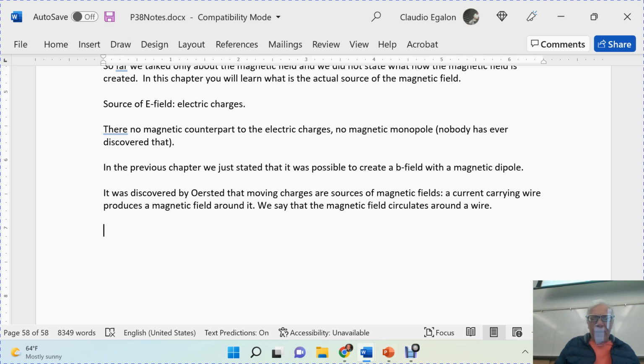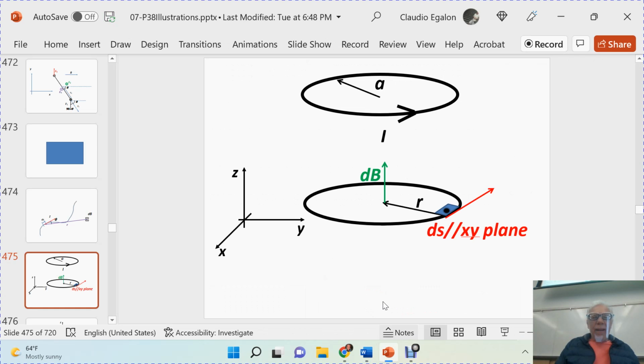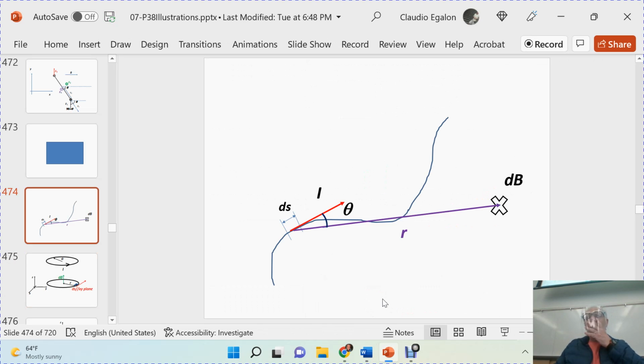Okay, that's what we say. Here you go. Why is that? Because it's the very nature of magnetic field. The very nature of magnetic field is that you do not have a monopole. You do have a dipole, and dipoles, whether it's electric or magnetic, have their field circulating around the dipole.